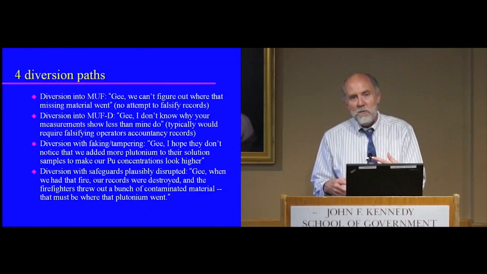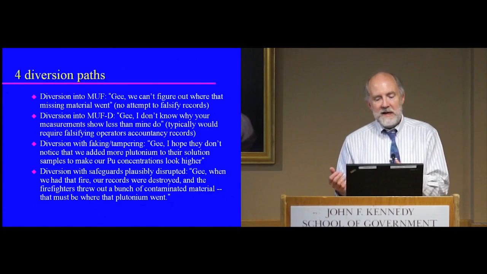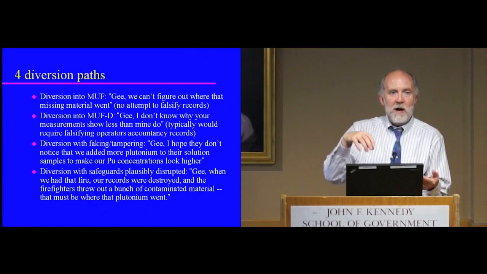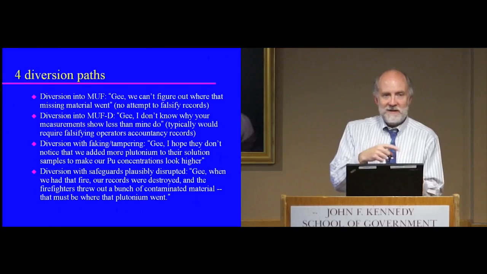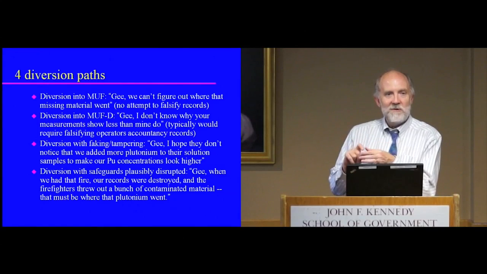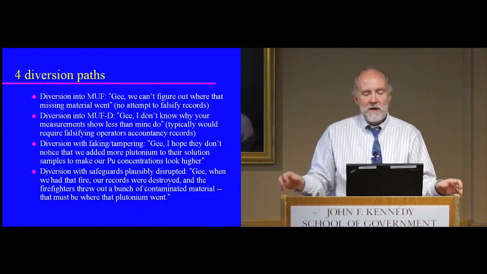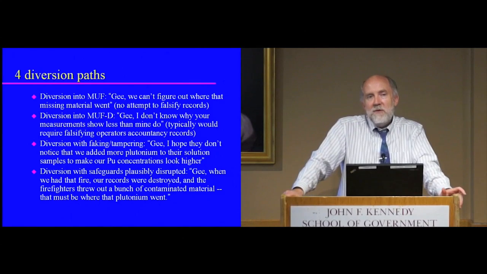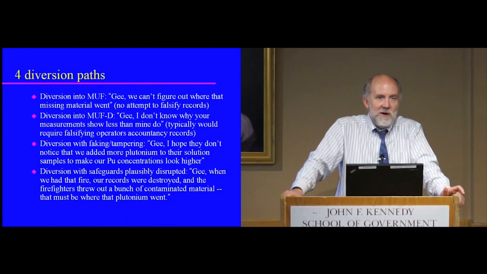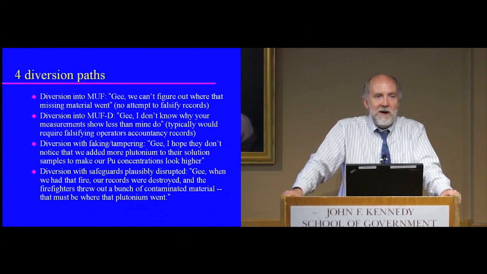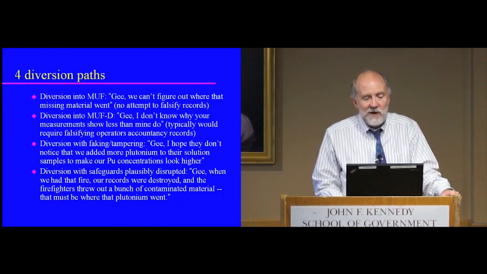You might divert with some attempt to tamper with the IAEA's measurements. So if the IAEA was taking a sample of plutonium solution and you knew that there was less plutonium in that solution than there ought to be because you'd removed some, you might try to put a little more into their sample so that it looked like there was more in the solution they were measuring than there actually was. And then the last one is diversion with some plausible disruption of safeguards. You might say, oh, goodness, you know, all the cameras and records got destroyed when we had that fire. And so I don't know where that plutonium went when the fire happened.